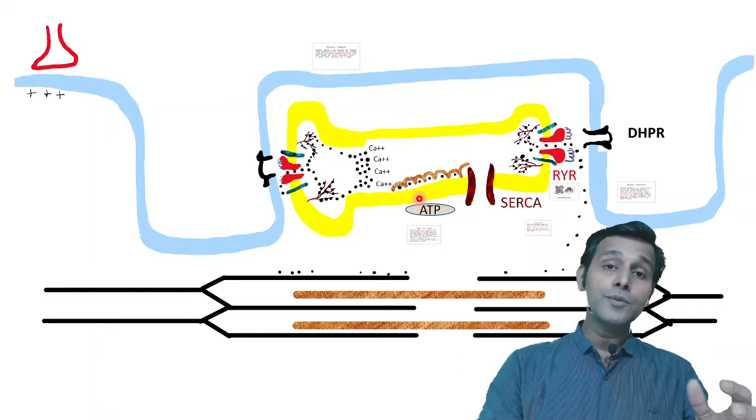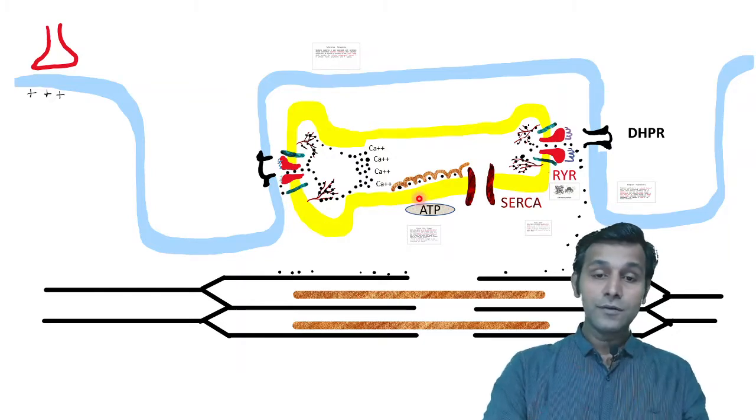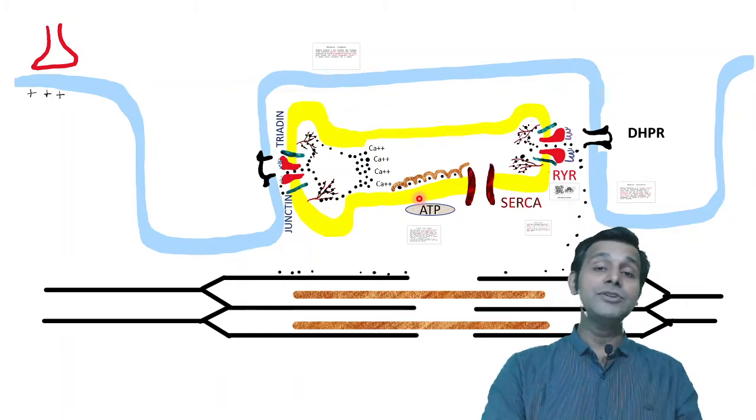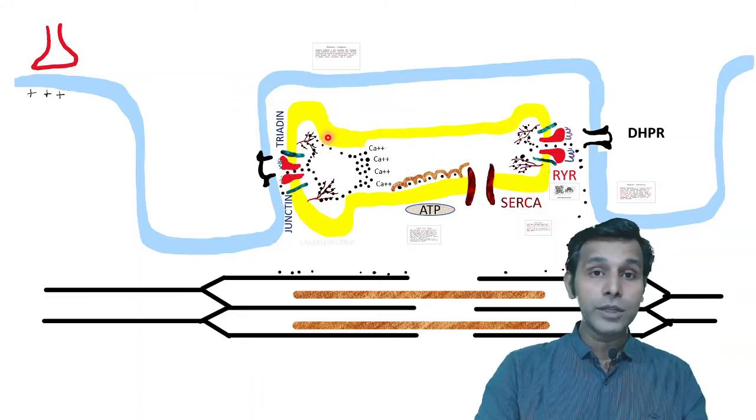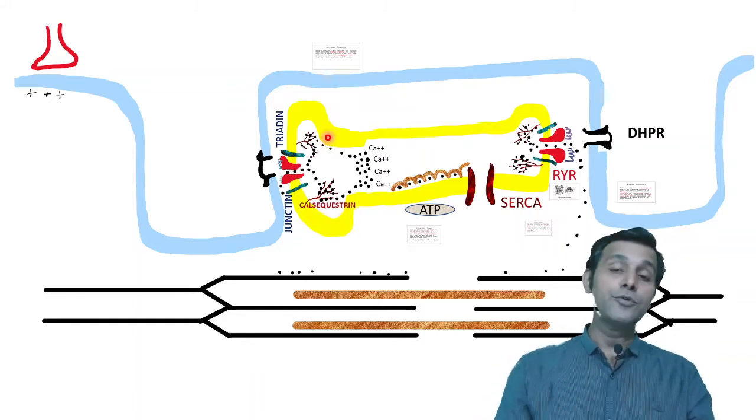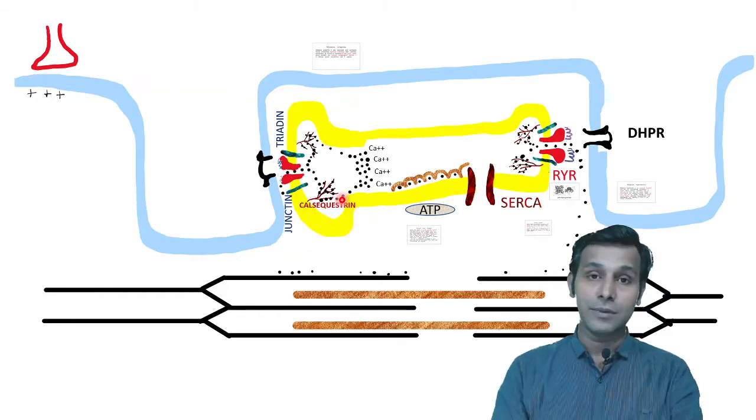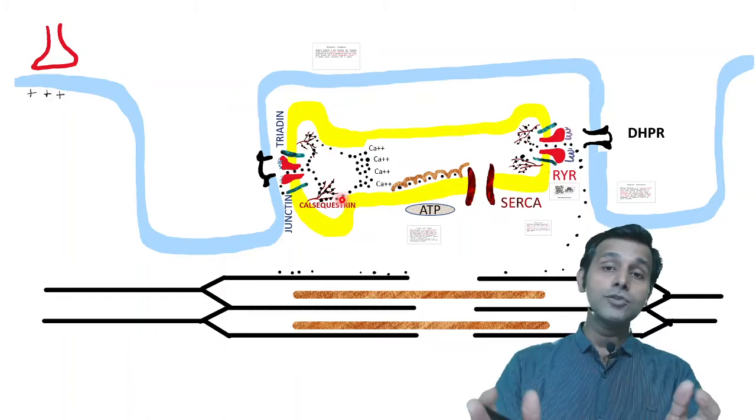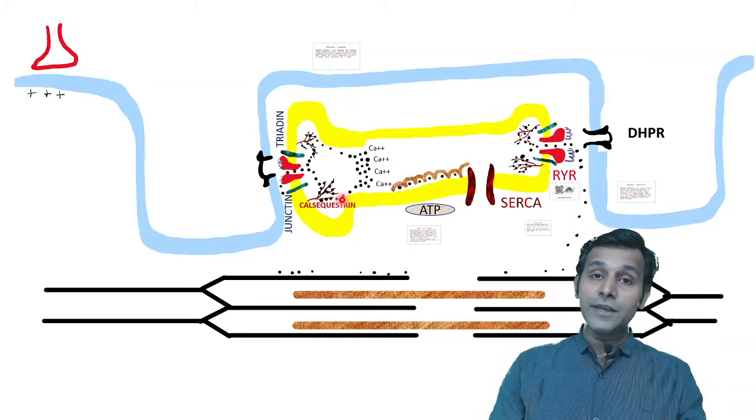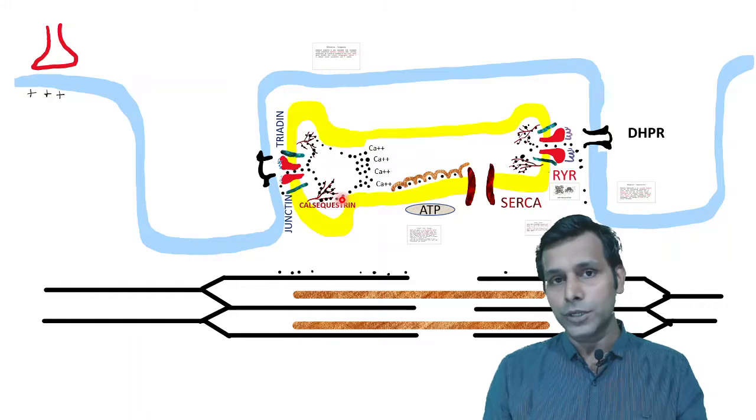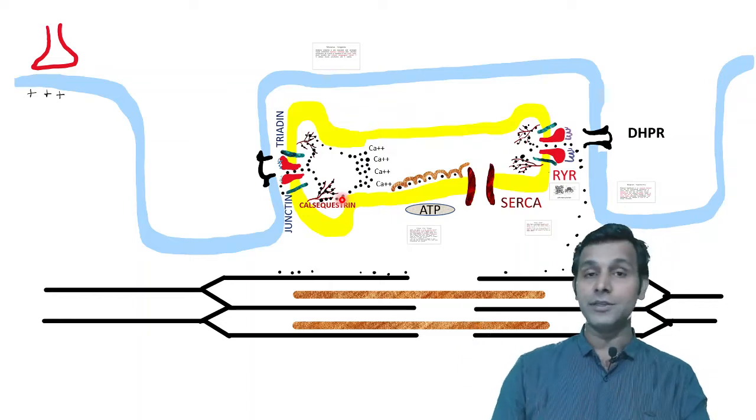We have a few more supporting structural proteins. The names of them are triadin and junctin. These proteins support RYR along with one more protein known as calsequestrin. Calsequestrin is a protein which stores calcium ions by binding them, and its important property is that it is a low affinity and high capacity calcium binding protein. Calsequestrin has a low affinity for calcium but a very high capacity to store calcium.